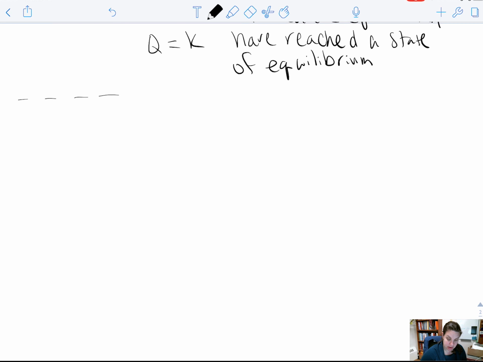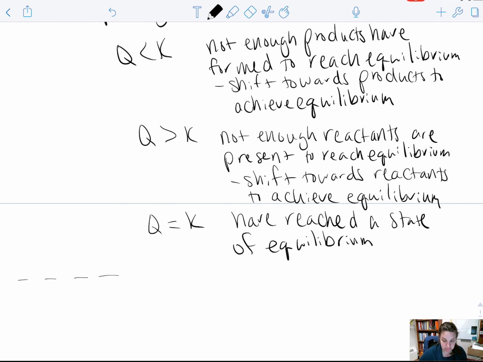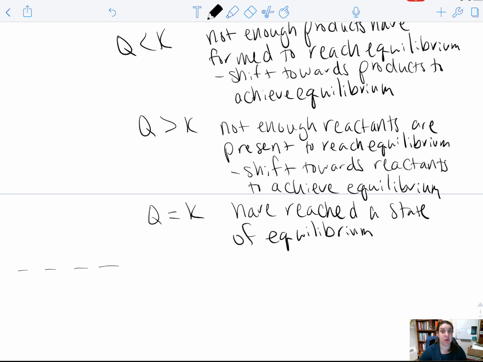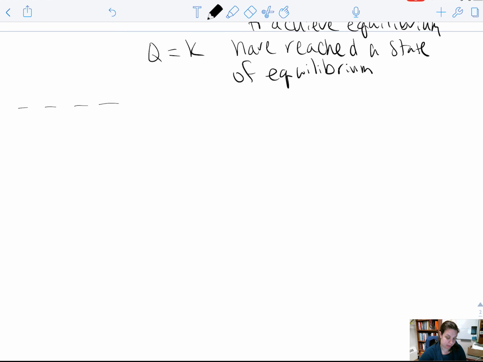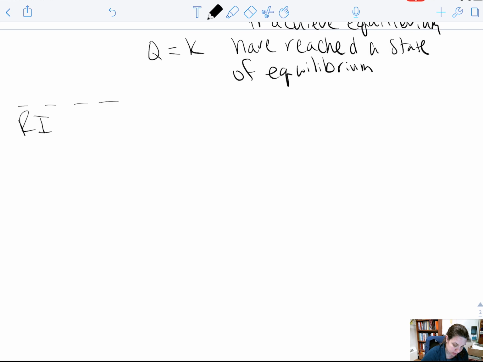So this is just there to basically tell you what you need to do in order to reach equilibrium. And you'll be using non-equilibrium values almost always. Again, let's go back to our ICE table. And we can use an ICE table if we have our initial concentrations and our K value. Without any equilibrium concentrations, we can use it to figure out our equilibrium concentrations.